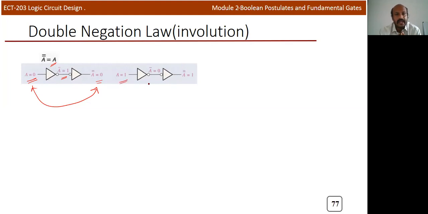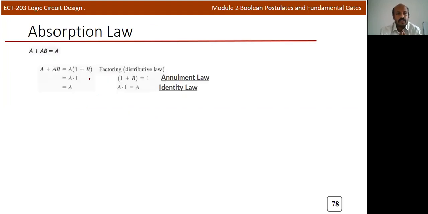And here you are applying A is equal to 1. Here we will get 0 in the NOT operation. Again, if you perform NOT operation, which is equal to 1. So these two results are same. So if you take A, first take complement, and again take complement, you will get exactly the same result. Okay? Double negation.